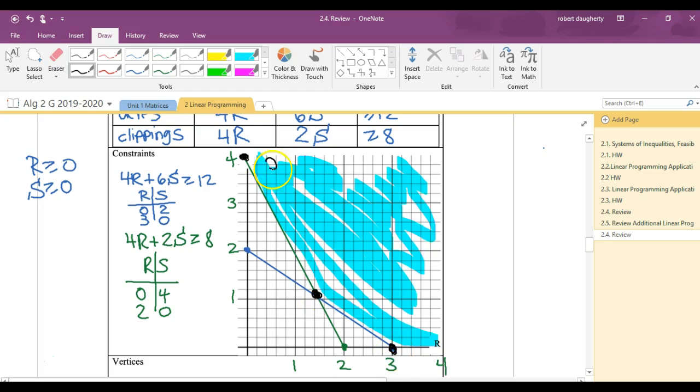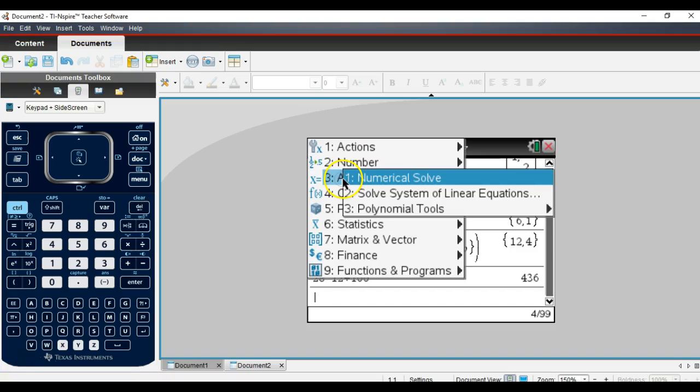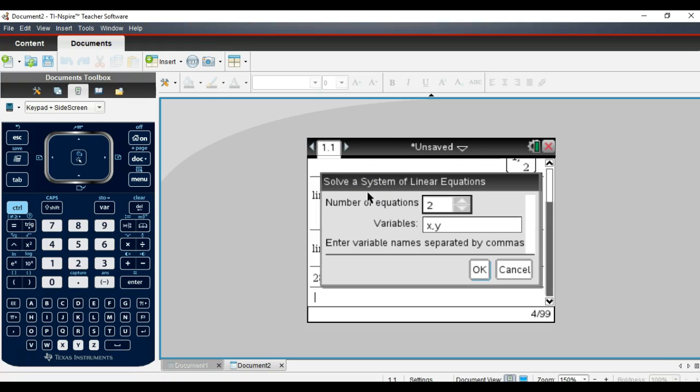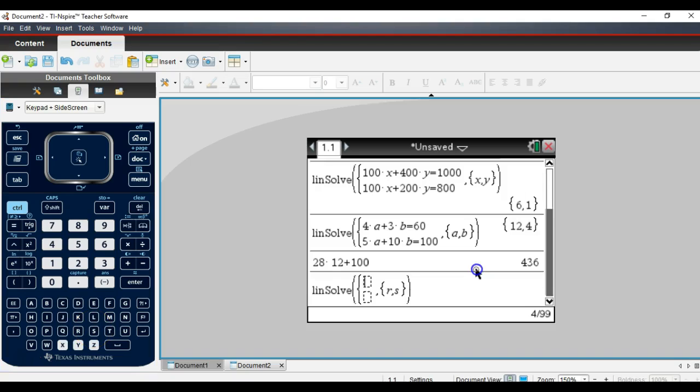So the first one is 0, 4. The next one is 3, 0. And then I got to figure out where these two lines meet. Okay, so I'll go to my calculator just to be sure. And we will do that. So let's go to our calculator. Menu, algebra, solve system, two equations, two variables. My variables happen to be what? R and S. So R, comma, S, and OK.